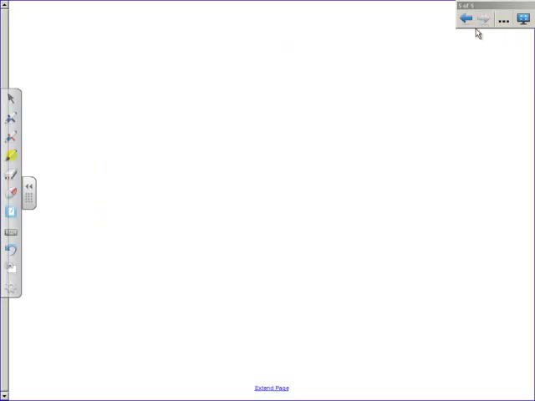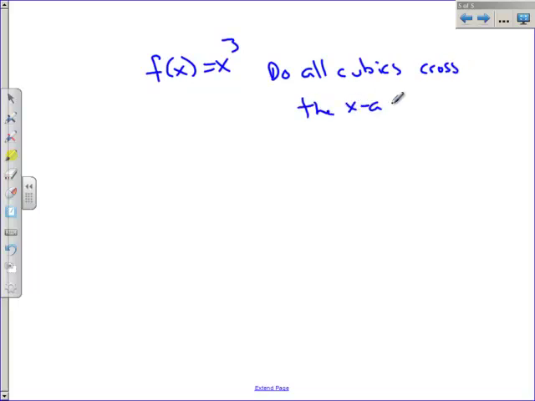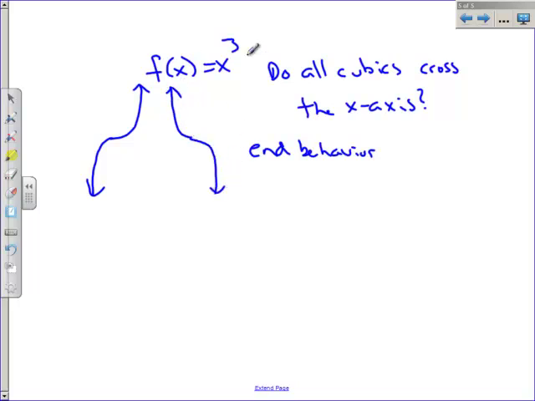Okay, so that is, let's do one last example, and the question would be, does f of x equal x cubed? Do all cubics cross the x-axis? Well, the answer to that we can come from something we learned a long time ago, and that's with end behavior. So if you remember that all things that have an odd degree either go down to the left and then up to the right, or they go up to the left and then down to the right. That's the only 2 choices for a cubic.